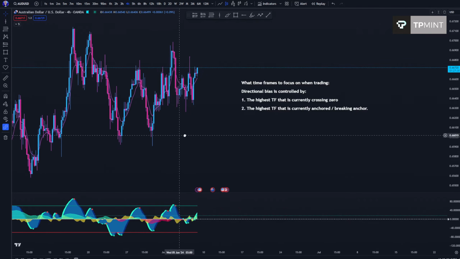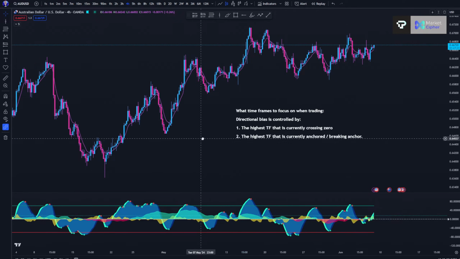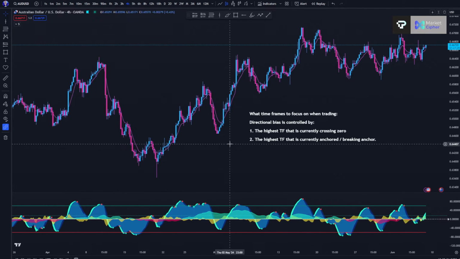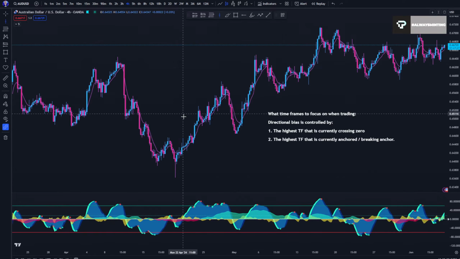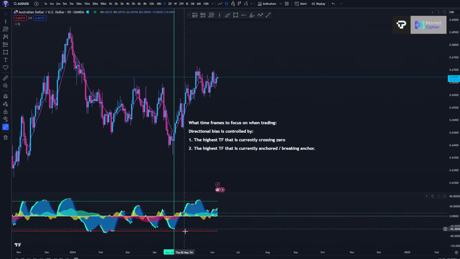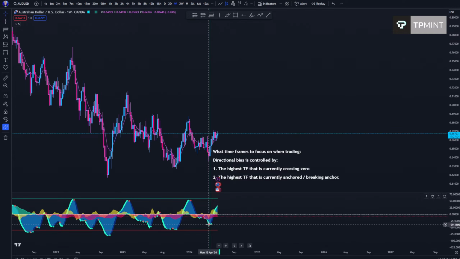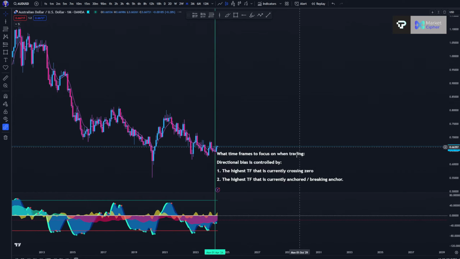All right, so I'm on AUD USD because it's the cleanest example for me to show you in the last 3 or 4 weeks. It's very, very clear. I'm going to be starting over here where the 4-hour wave was crossing up on zero. You would say that you would be starting to look for long positions, okay? And I'm going to show you what the other time frames look like. You can see that the daily is not crossing zero, but it's not anchored either. And the same with the weekly. It's not crossing zero, but it's not anchored either. And the same with the monthly. Not crossing zero, but not anchored either.